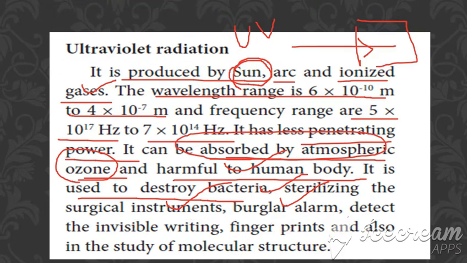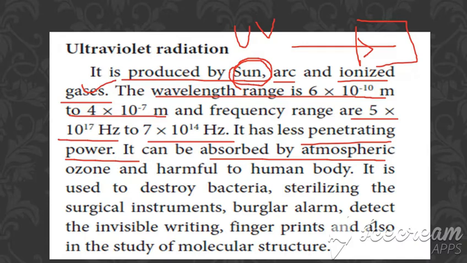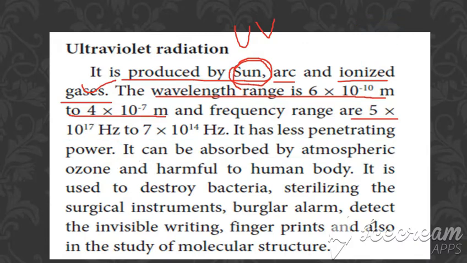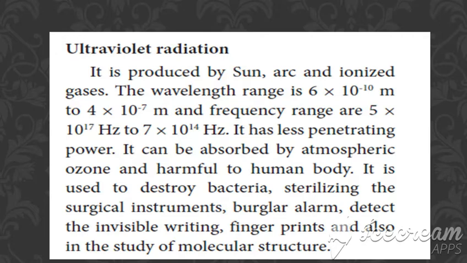Okay, so clear? So it is produced by what? It is produced by the sun, arc, and ionized gases, and has less penetration power, so it is mainly absorbed by the atmospheric ozone itself, and it is harmful to the human body. Okay, and its uses. Clear?